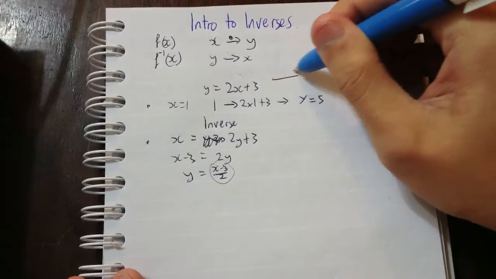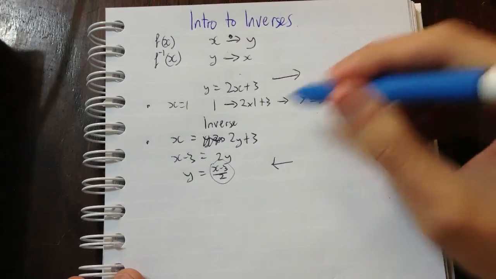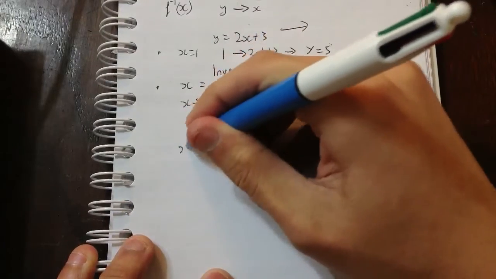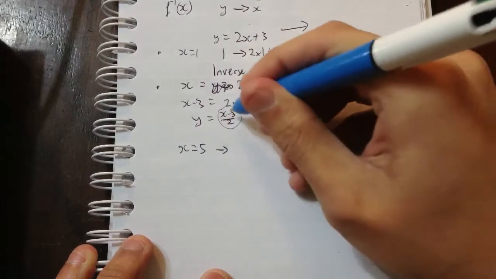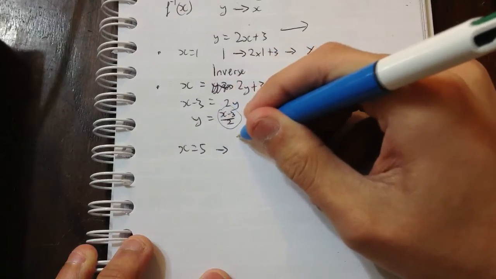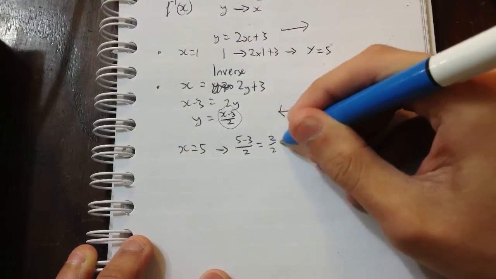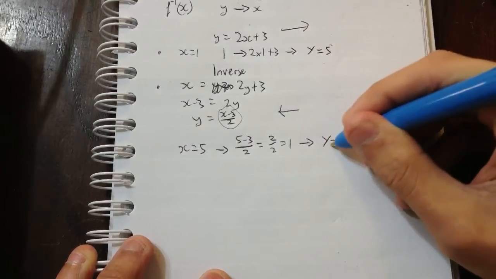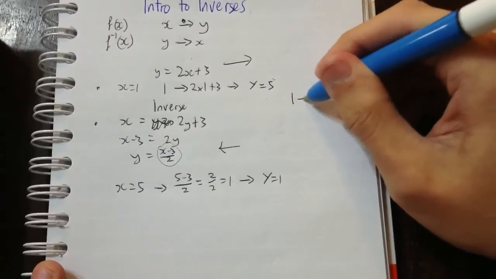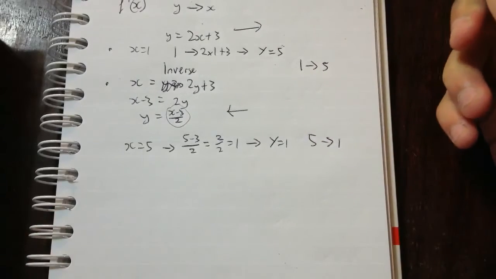This is like going this way, and this is going backwards. So that means if we put a 5 into this, out should come a 1. So x equals 5, I'm going to stick it through this machine. 5 minus 3 on 2 equals 2 on 2, that equals 1. So wow, y equals 1. It's amazing. This one went 1 to 5, this turned 5 into 1. That's what an inverse is.